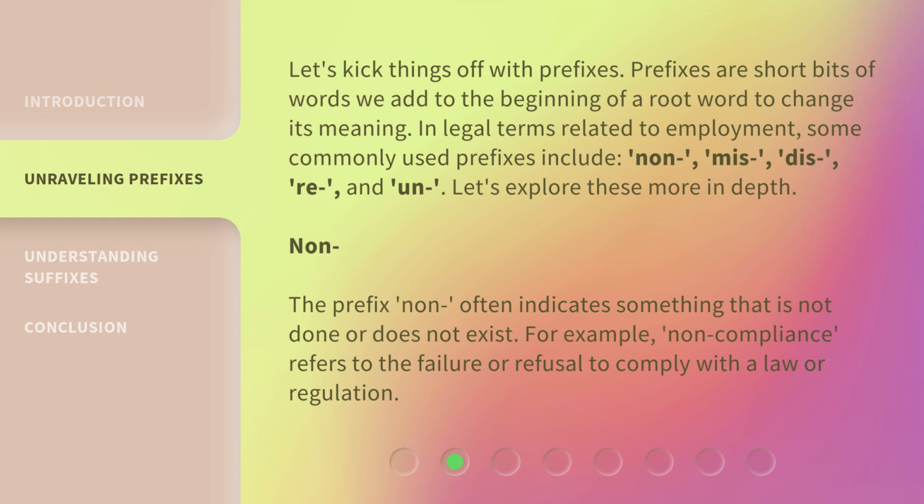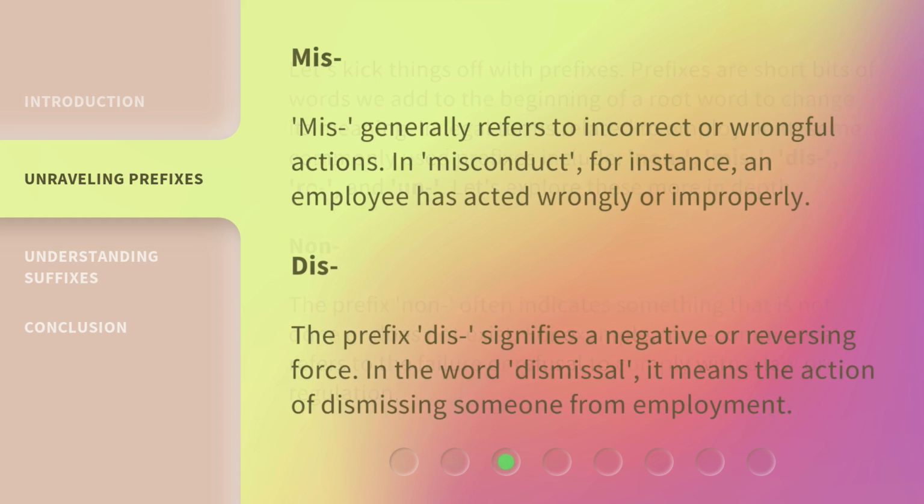Non. The prefix non often indicates something that is not done or does not exist. For example, non-compliance refers to the failure or refusal to comply with a law or regulation. Mis generally refers to incorrect or wrongful actions. In misconduct, for instance, an employee has acted wrongly or improperly.